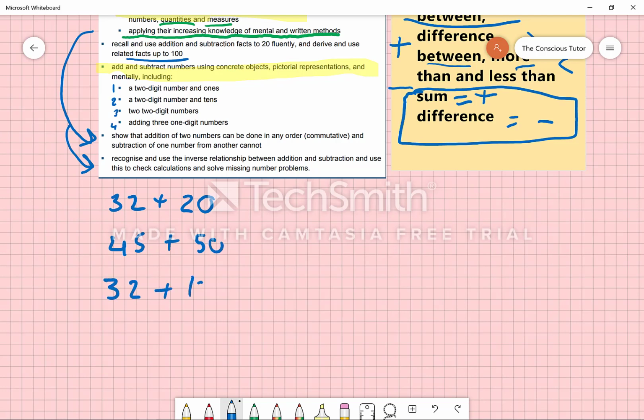Could be 32, add 10. That's number 2, a 2-digit number, add a tens number. One way in which they could be taught to do this is by partitioning the numbers, breaking that number up into its tens and ones. So place value is really important. These are our ones and these are our tens. So if we split that up, that's 30 and 2.